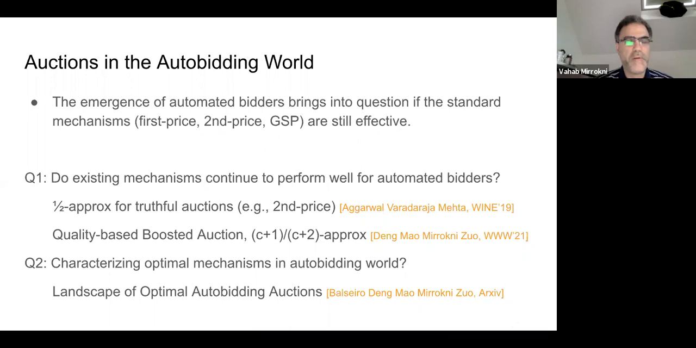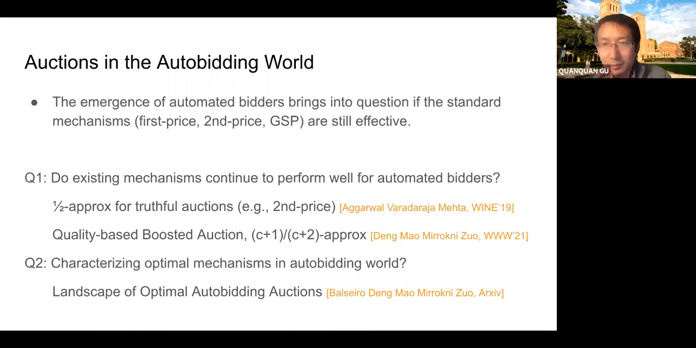Yeah, so there is a theorem that we can prove, which gives us a hint that maybe these quality-based boosted auctions are actually useful. So C cannot be too large, but it may not be too small either, like maybe it's 1 or 2. So it can improve the theoretical approximation factor, but we also do some empirical study on some real data, and I'll report results on that as well.